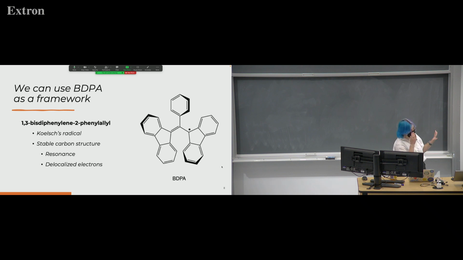I brought this picture up earlier to show how we can stabilize radicals. And particularly with BDPA, we're really interested in the steric bulk that is present in this molecule.